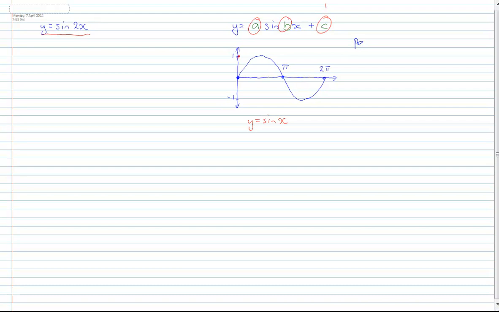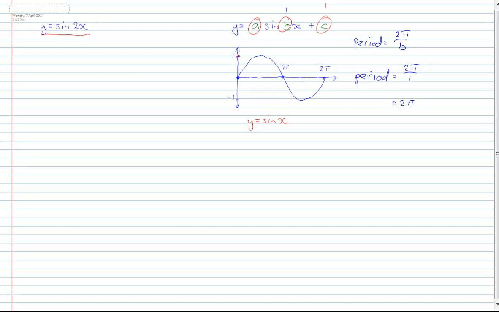Now period is equal to 2 pi on b. So for your regular graph, sine 1x, for example, our b value is 1, so you get 2 pi on 1, which is equal to 2 pi. Now all sine graphs, all cos graphs, all tan graphs are always going to have your pi values, so you've got 0, pi, 2 pi, 3 pi, etc. We rarely use decimal places because pi is an accurate reading.